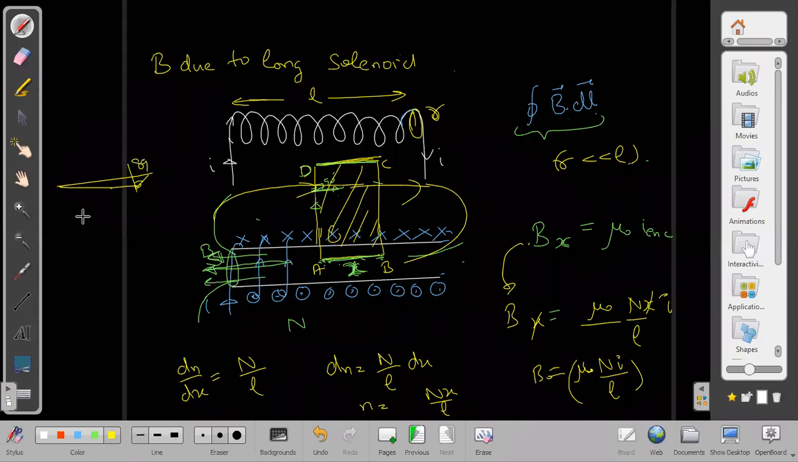Sir, it is in the middle only, sir. AB is placed in the middle of the solenoid. It is not exactly in the middle, it is somewhere in the middle. Oh my God, you are still not understanding. So now I am repeating it again.